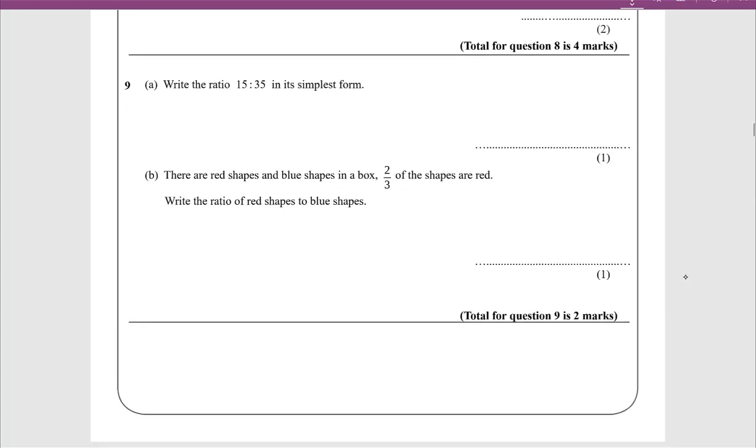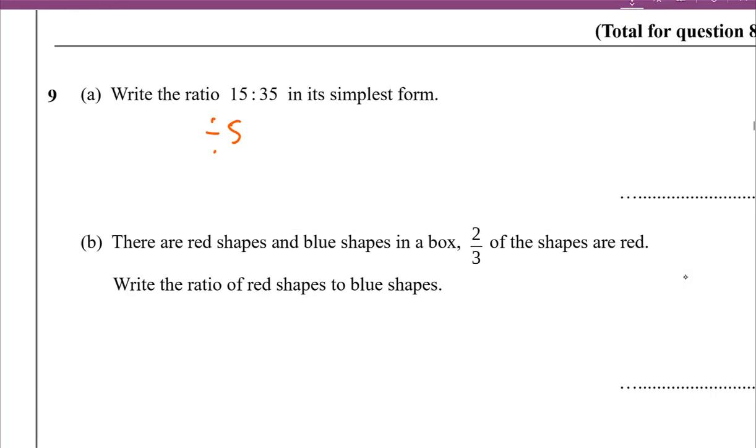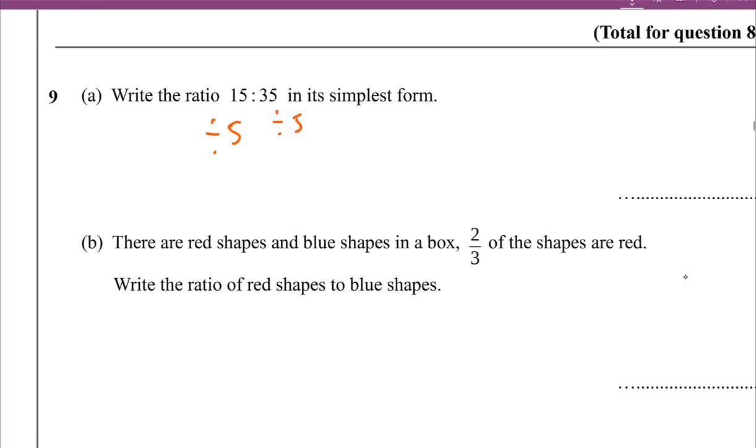Number 9, the ratio 15 to 35 in its simplest form. So 15 to 35, and the highest common factor is going to be 5, so divide both sides by 5. That gives us 15 divided by 5 is 3, and 35 divided by 5 is 7.